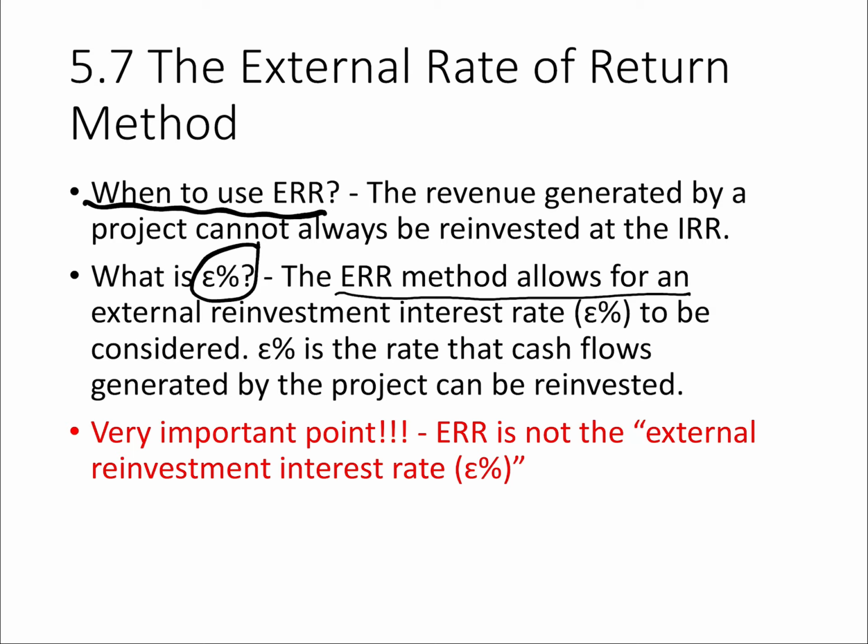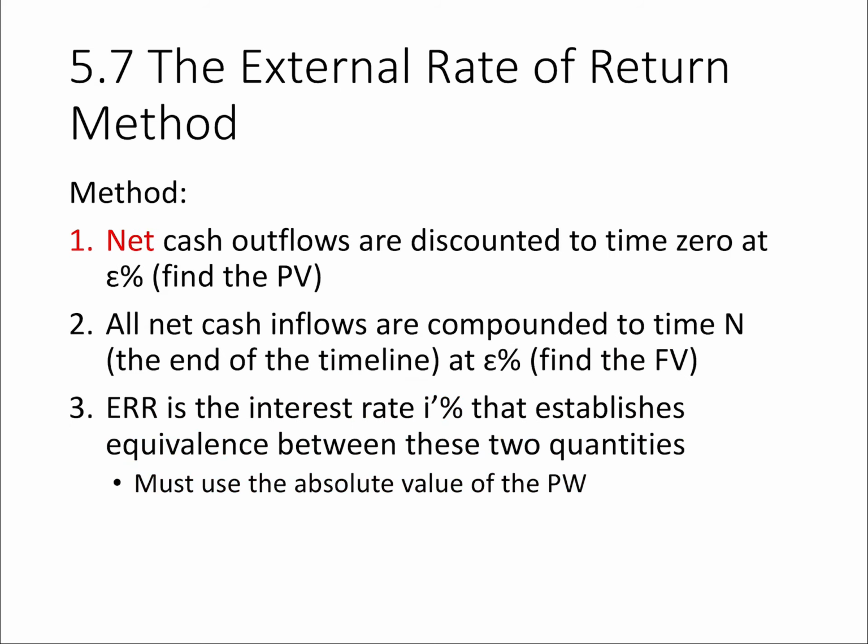So the ERR method allows for an external reinvestment interest rate, which is written as epsilon percent, to be considered. Okay, so epsilon percent is the rate at which cash flows generated by the project are reinvested externally. Another very important point is that the ERR, external rate of return, is not the epsilon percent. So these are different concepts. Don't get confused. Okay, don't confuse these two things together.